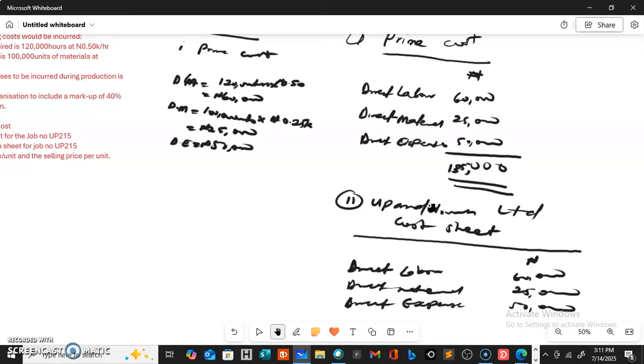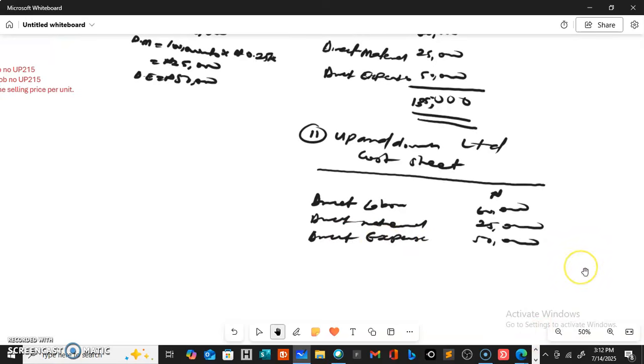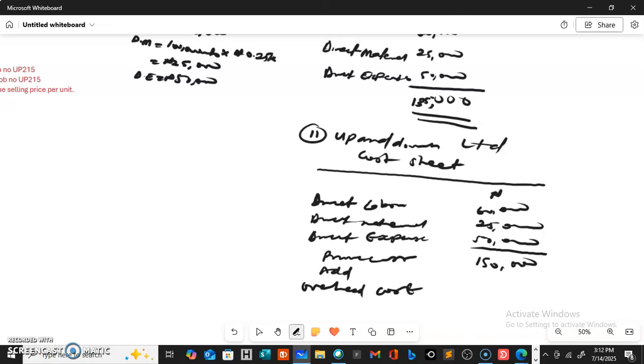Okay, so let's move this up a bit. In total, we have 150,000, which is also equal to the prime cost. So we now also add overhead cost. We don't have any overhead cost in the question. So our prime cost is also equal to our production cost. Okay, so 150,000.